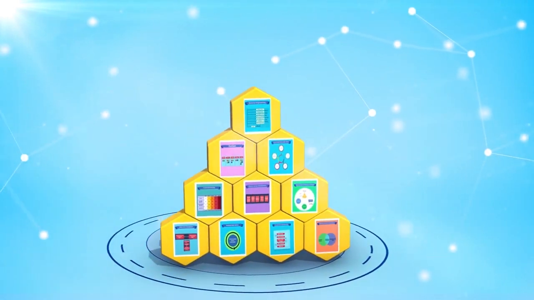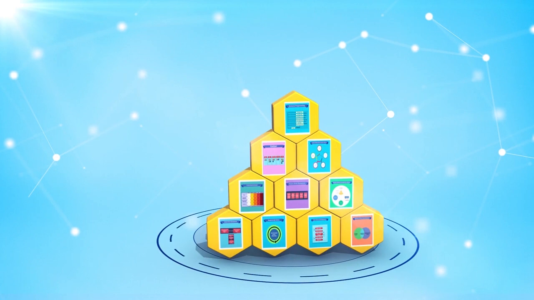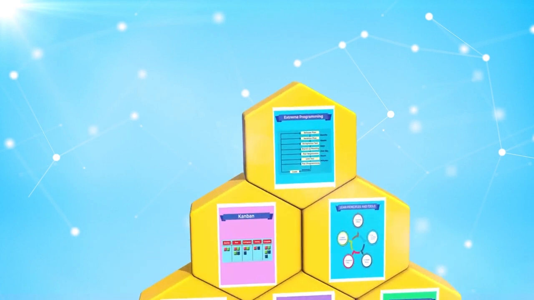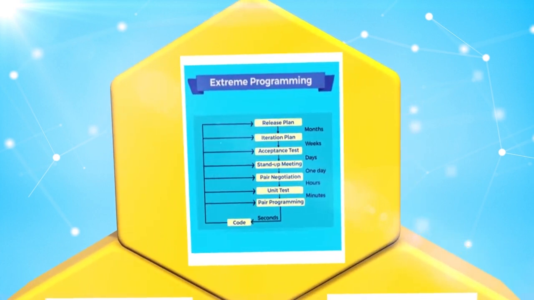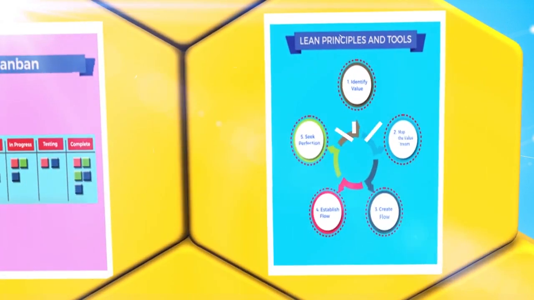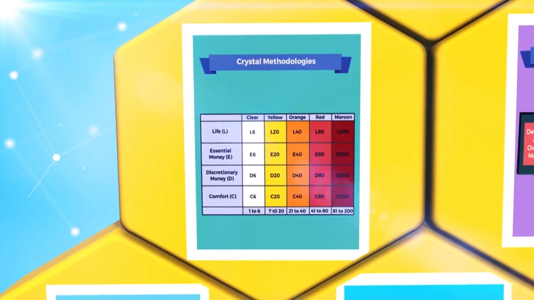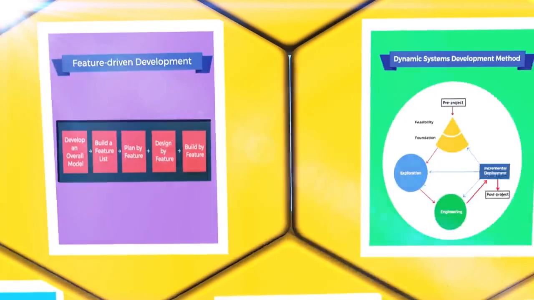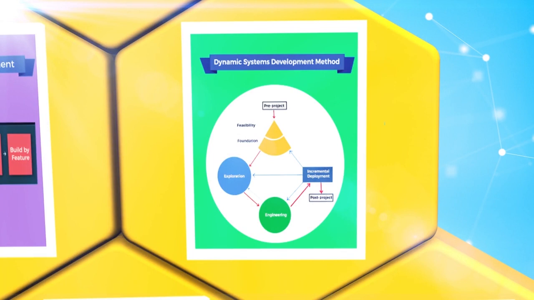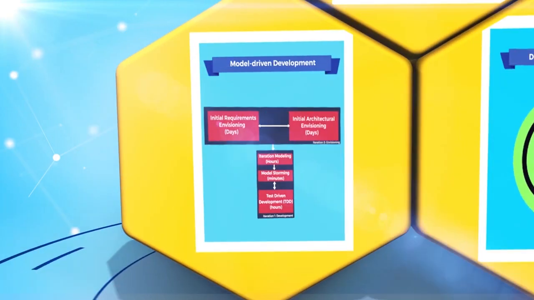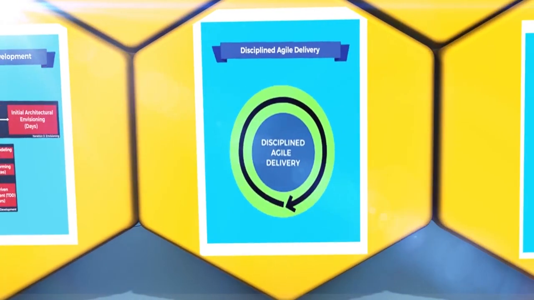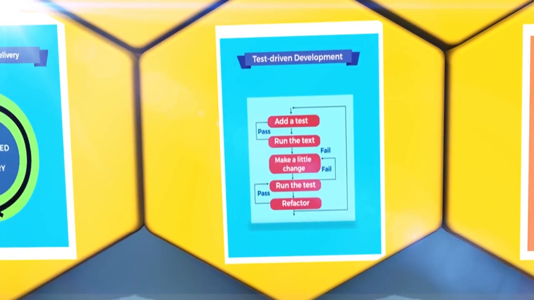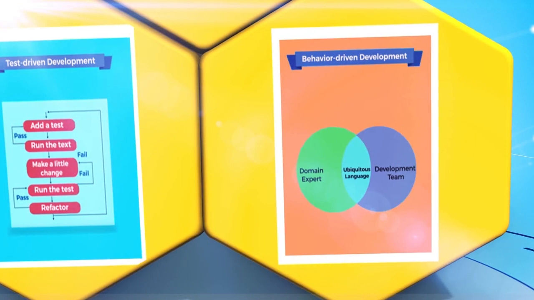In summary, there are numerous Agile methodologies you can use for your project. Some of the most common ones include Extreme Programming, or XP, Lean Principles and Tools, Kanban, Crystal Methodologies, Feature-Driven Development, or FDD, Dynamic Systems Development Method, or DSDM, Agile Model-Driven Development, or AMDD, Disciplined Agile Delivery, or DAD, Test-Driven Development, or TDD, and Behavior-Driven Development, or BDD.